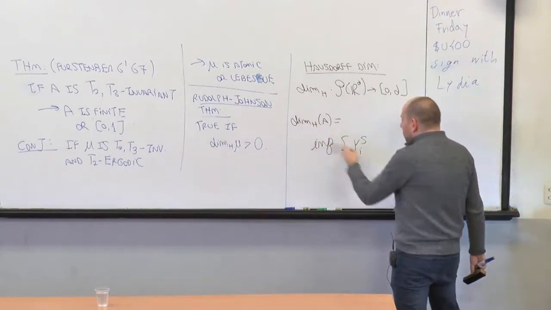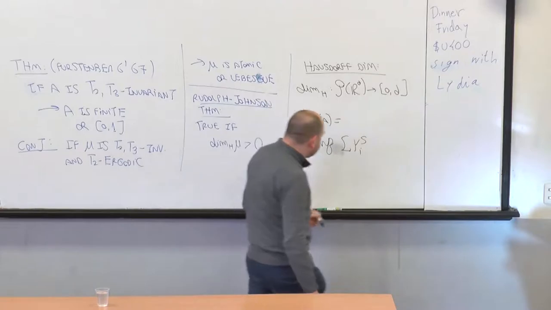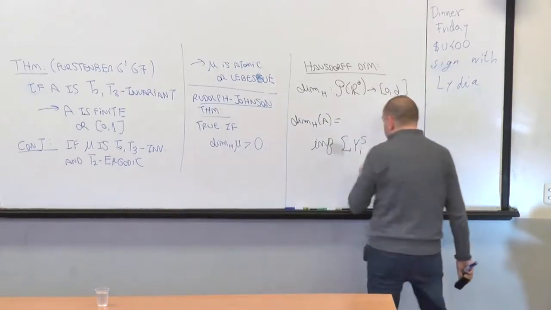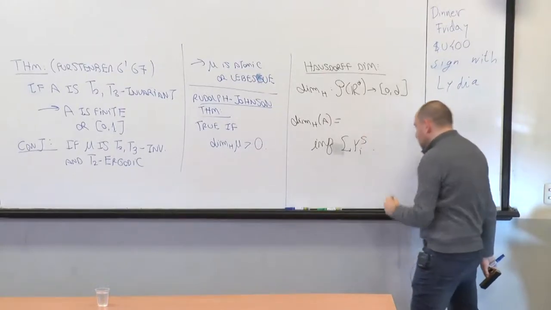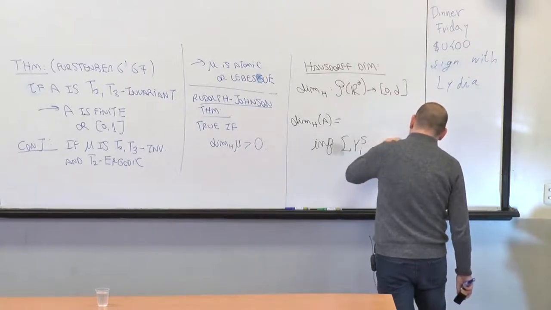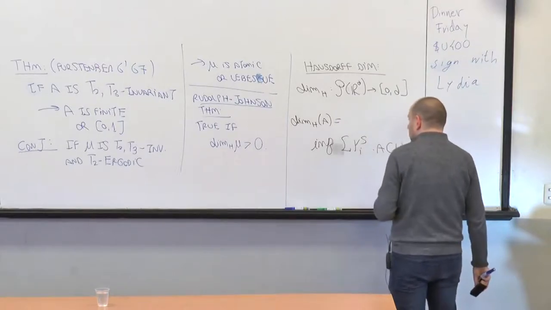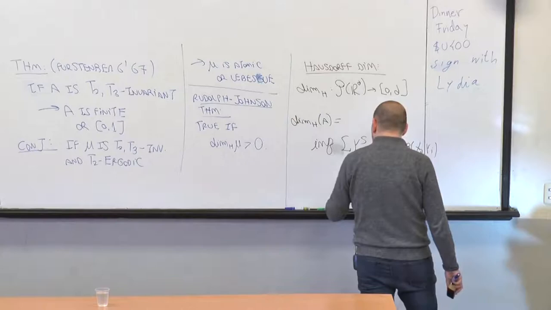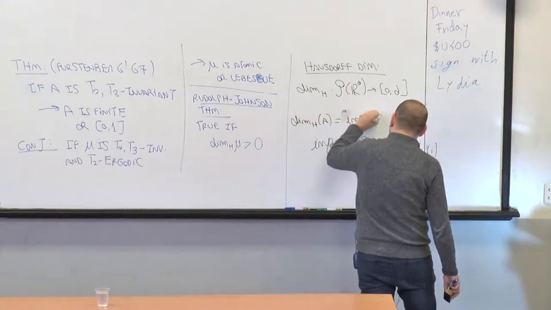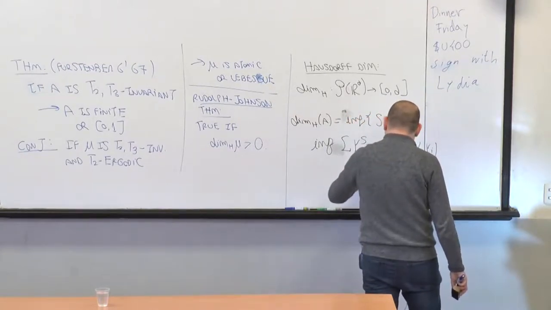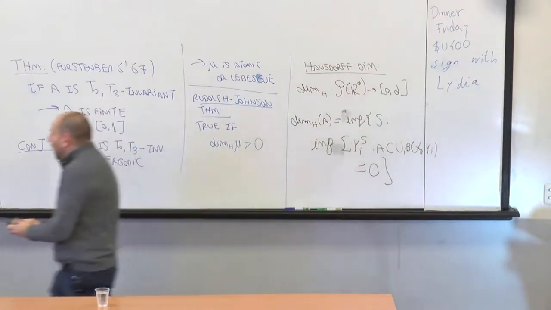So Hausdorff dimension is based on efficient coverings of the set. I cover the set by balls of radii r_i, and I look at the infimum of these sums, where there is an exponent s. And then I want to find the critical exponent s. I look at the infimum of the s for which this infimum is zero. And that is the Hausdorff dimension. Did I do it right? I probably didn't do it right, but something like this.